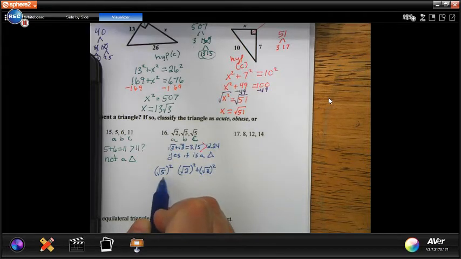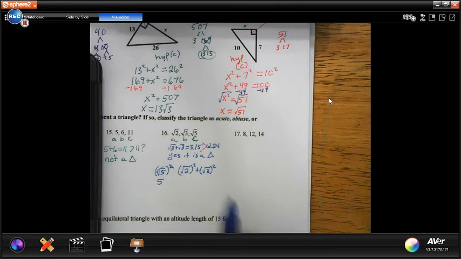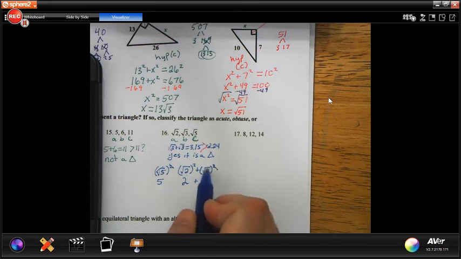Okay. The square root of 5 squared. Well, 5 squared is 25, and the square root of 25 is 5. Remember, the square gets rid of the radical. So that means this is 2. And this one is 3, because the square gets rid of the radical.